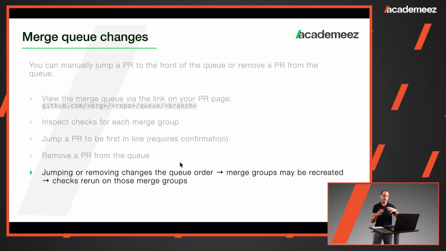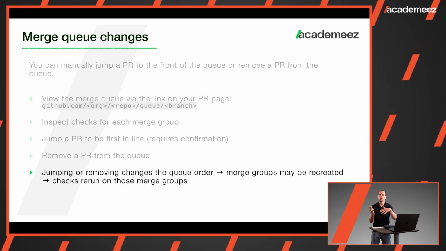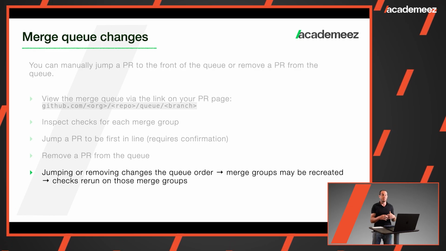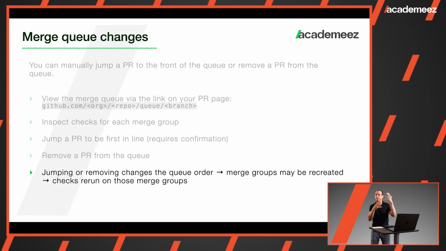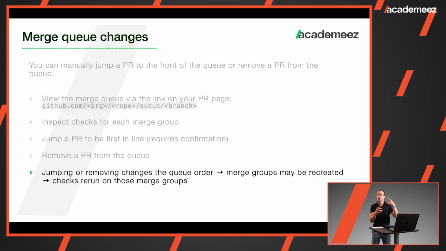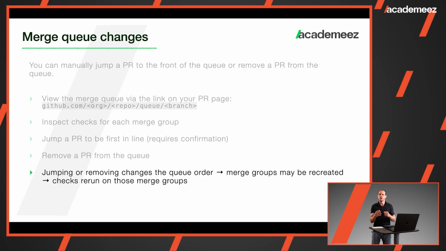So those are the changes that you can do in the merge queue. You have a nice view of the merge queue with the order of the PRs, where you can jump a PR ahead, remove a PR from the queue, and see the details of the actions run. Notice that if you remove a PR from the queue or jump a PR ahead, merge groups are going to be recreated, and compute time is going to be rethrown with old checks that are not relevant. So don't play with it too much. Know the cost of playing with it.